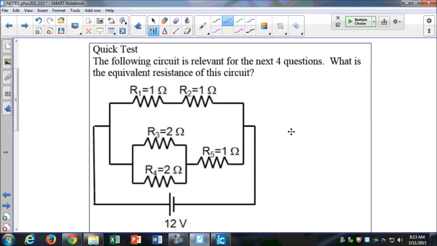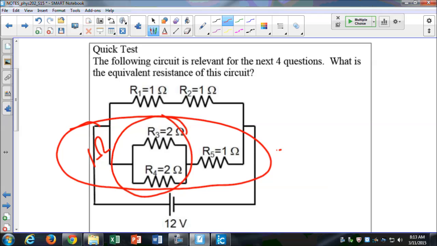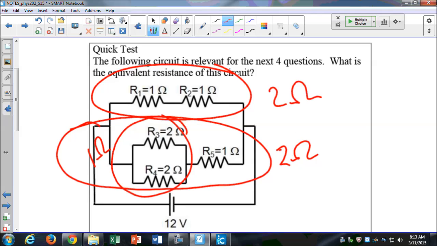All right, so here, first I want to find the equivalent. A 2 and 2 in parallel, that's a 1 ohm. So then I have a 1 and a 1 in series. That's 2 ohms. And a 1 and a 1 in series. That's 2 ohms. And then these 2 and 2 are in parallel, which we've already done. So that's 1 ohm. Almost everybody got that. That's good.